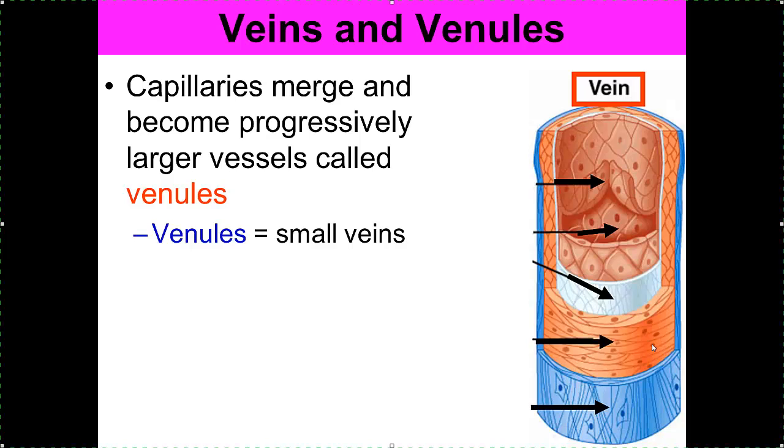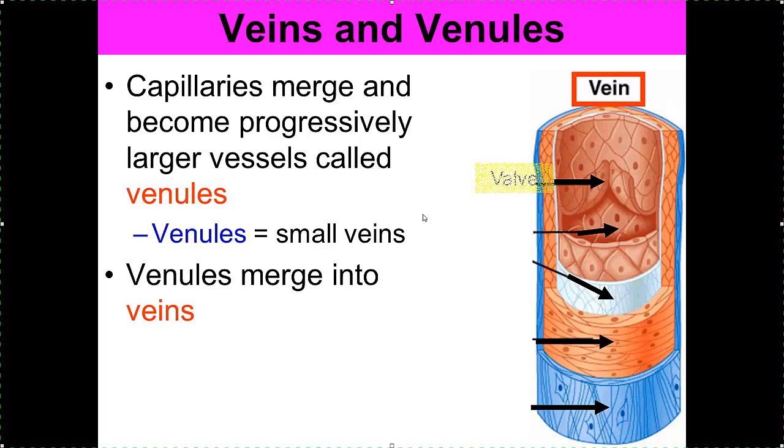As capillaries start to come together and become larger, they form vessels called venules. Venules are simply small veins. Venules merge into or connect to veins in the same way arterioles and arteries connect. Remember, a key function of a vein is it has this valve. It also is composed, as are arteries and arterioles, of this cell called endothelial cells.